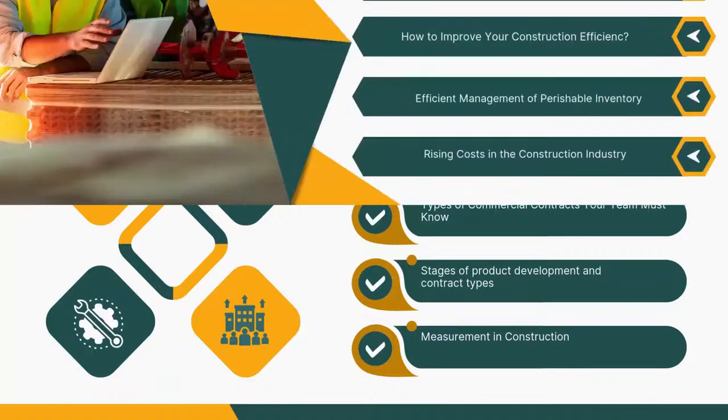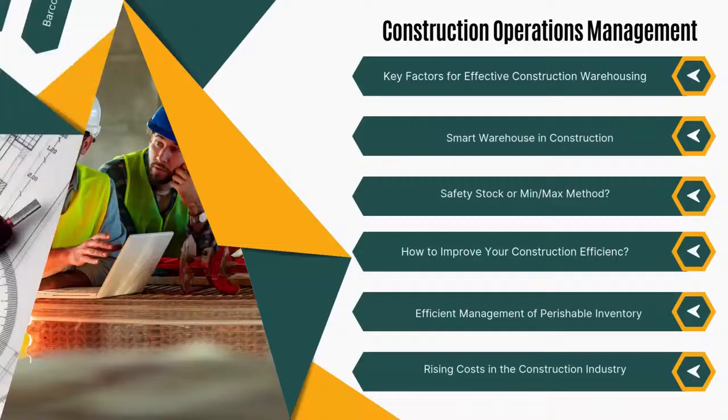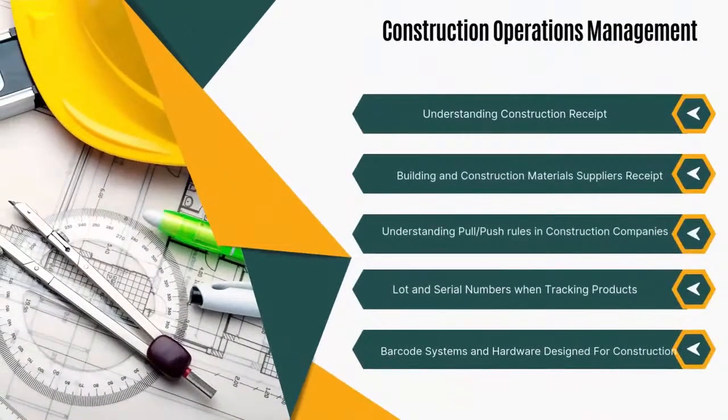Module 1: Construction Companies Operations Management. The key types of construction contracts. Types of commercial contracts your team must know. Stages of product development and contract types. Measurement in construction. Key factors for effective construction warehousing. Smart warehouse in construction. Safety stock or min-max method.